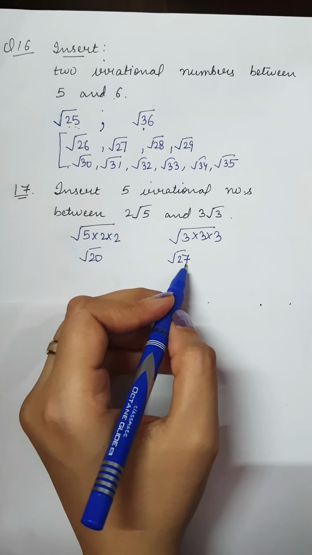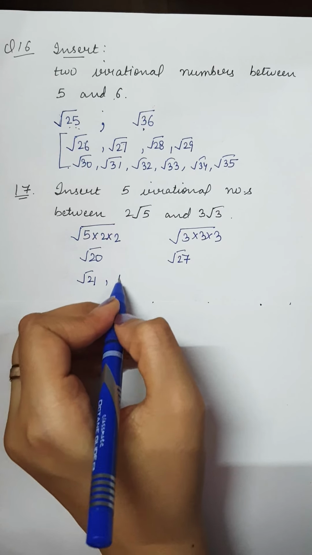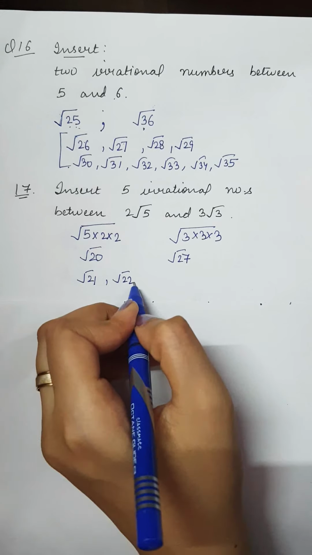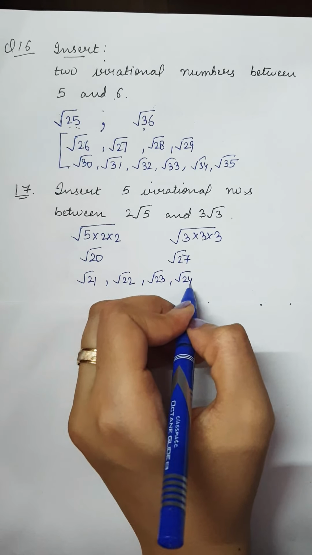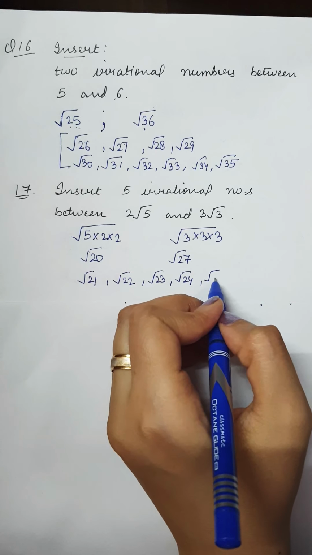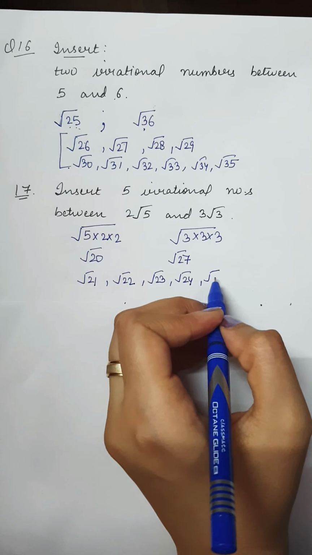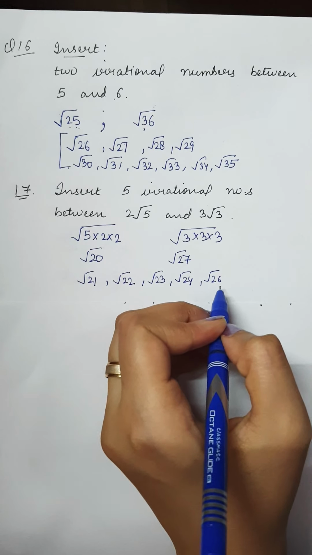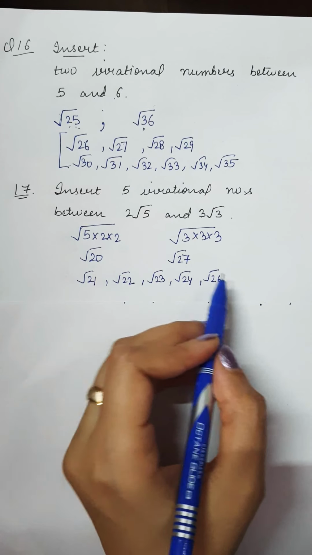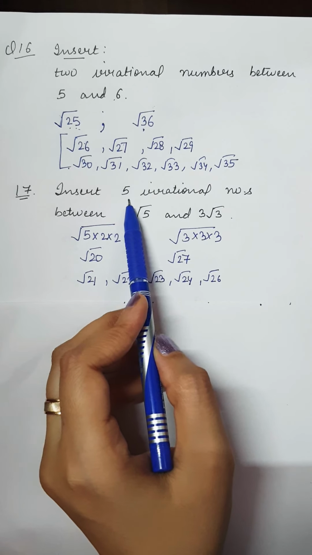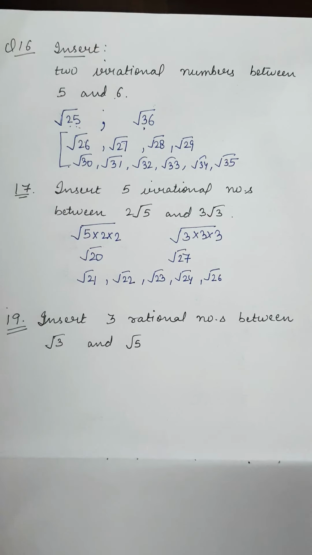So between both of them, under root 21 is irrational, under root 22 is irrational, under root 23, under root 24, under root 25 is irrational. No, under root 25 is equal to 5. So I need to skip that, under root 26, and that's it, 27. So 1, 2, 3, 4, 5. Exact 5 were required. Easy? Now let's move to the next question.